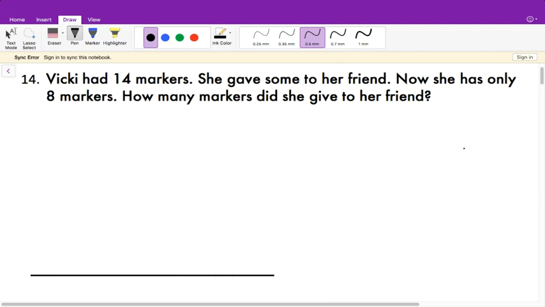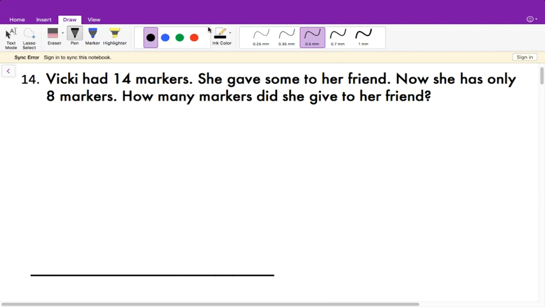Let's read it together. Vicky had 14 markers. She gave some to her friend. Now she has only 8 markers. How many markers did she give to her friend? Okay, first I need to think about what's happening in this problem. So I know Vicky starts with some markers and then she gives some to her friend.